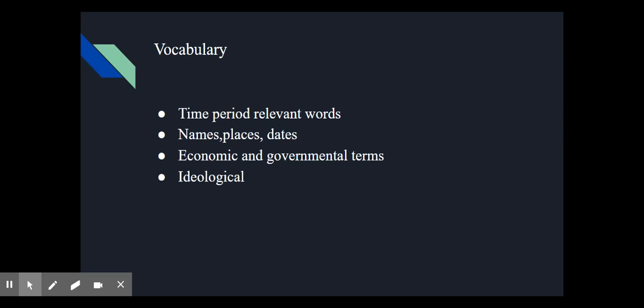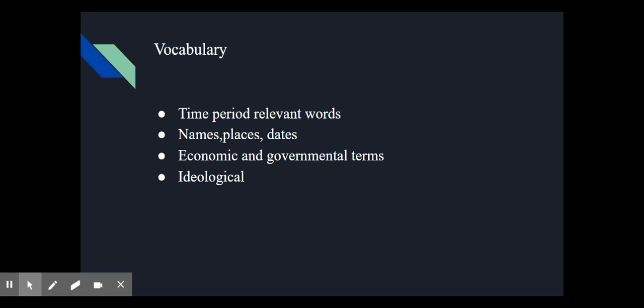Another kind of vocabulary is just your typical names, places, dates. A lot of history is just looking at specifics, and history class shouldn't be just about names, places, and dates, but that has to be at least a decent amount of the class, because students need to understand who did stuff, when stuff happened, and where it happened, because without that understanding, they won't understand the more nuanced ideas of history.